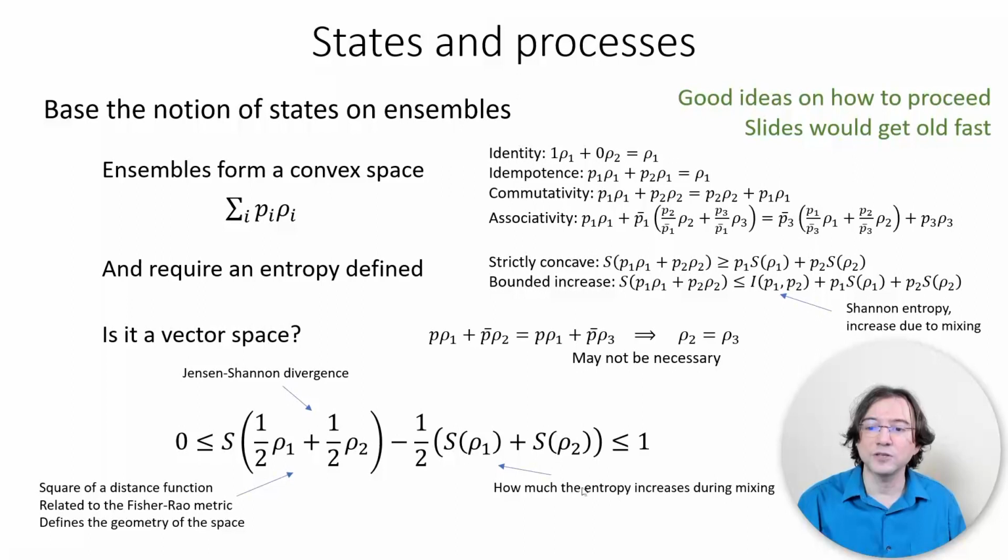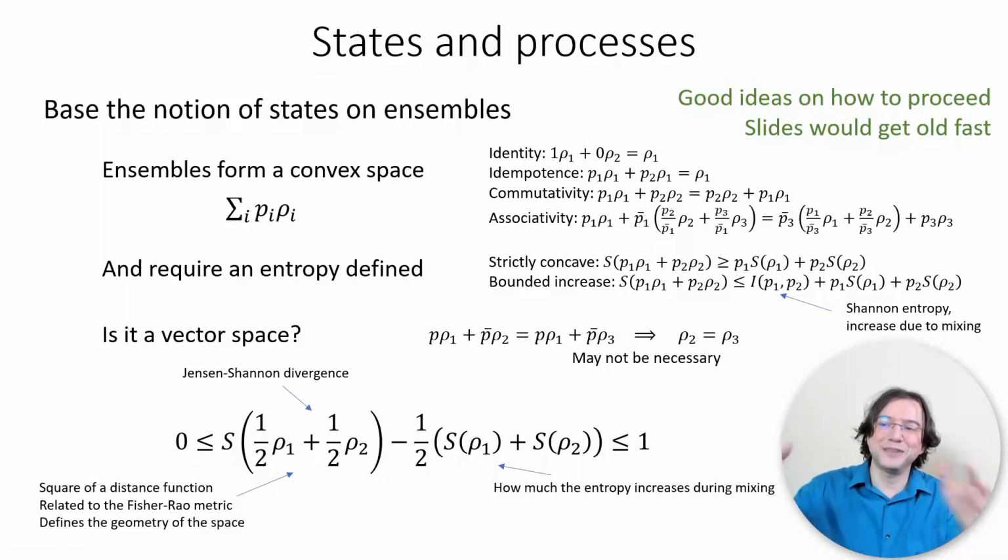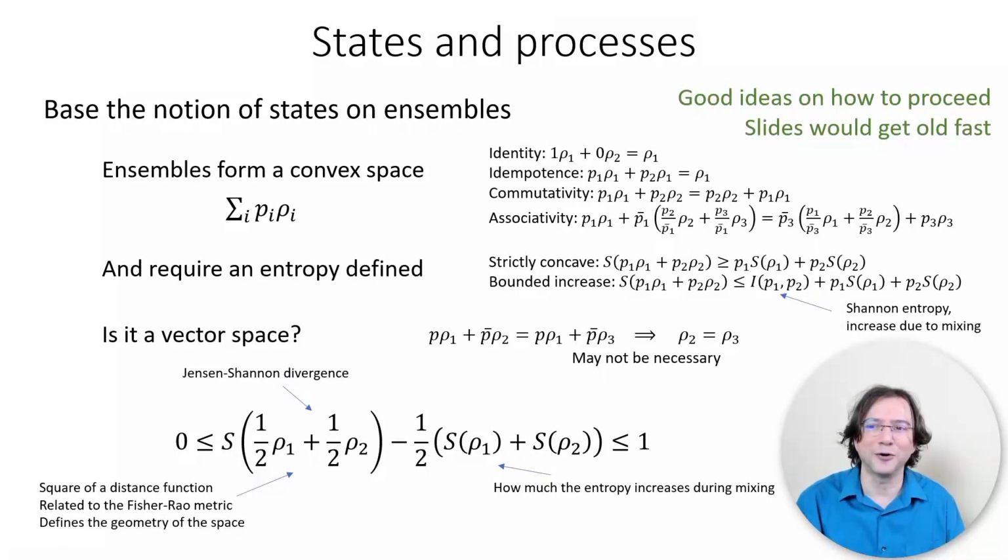And it turns out that this quantity is the square of a distance function, and it's the square of the distance function that is recovered by the Fisher-Rao metric. So there is really a lot of relationship between geometry, physical entropy, and information theory type entropy that needs to be understood. And as I said, we are still in the phase of gathering up all these ideas.